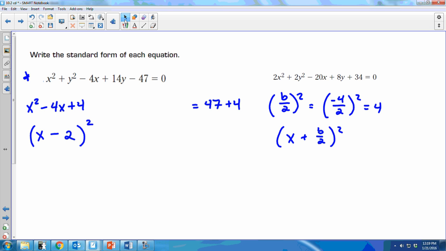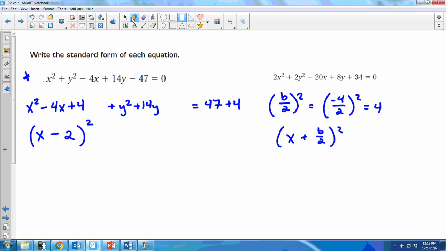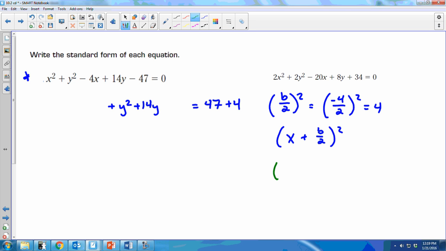Then we're doing the same exact thing again for y. So now I can ignore all of that. It's not important to me. Again, doing b divided by 2 squared. In this case, b is 14. So 14 divided by 2 is 7. And 7 squared is 49. So I'm going to add 49 here and to the other side.